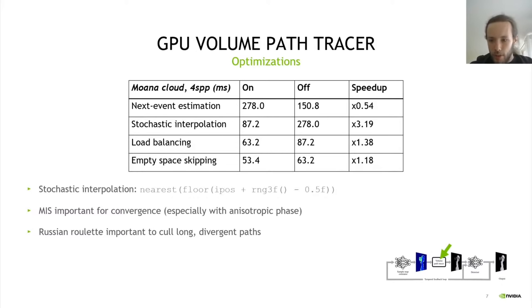Some other observations, multiple importance sampling turned out to be quite important for convergence, especially with anisotropic phase. And Russian roulette also helps a lot to map the workload better onto the GPU, because we're able to cull some of the long divergent paths, which might increase noise a little bit, but it helps in terms of performance.